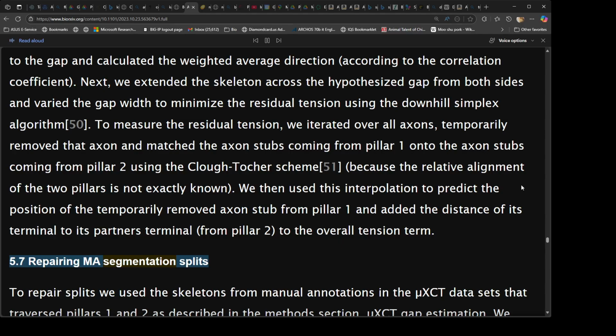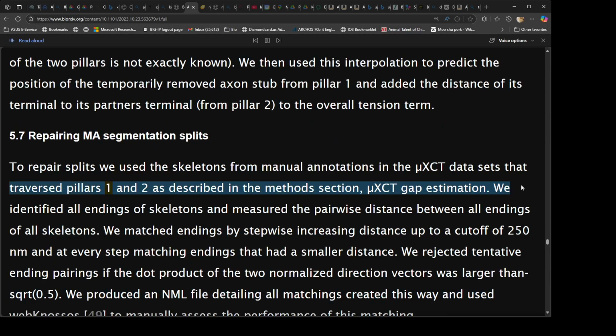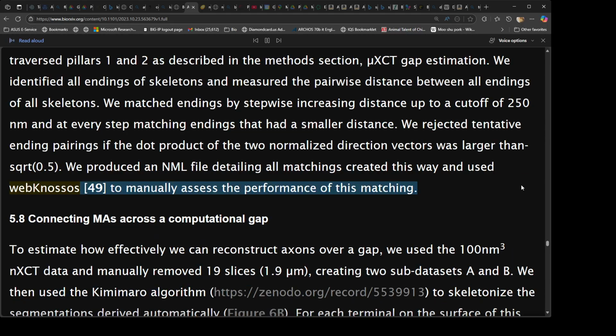5.7 Repairing MA segmentation splits. To repair splits, we use the skeletons from manual annotations in the XCT datasets that traverse pillars 1 and 2, as described in the methods section, XCT gap estimation. We identified all endings of skeletons and measured the pairwise distance between all endings of all skeletons. We matched endings by stepwise increasing distance up to a cutoff of 250 nanometers and at every step matching endings that had a smaller distance. We rejected tentative ending pairings if the dot product of the two normalized direction vectors was larger than sqrt(0.5). We produced an NML file detailing all matchings created this way and used WebGnosis, 49, to manually assess the performance of this matching.